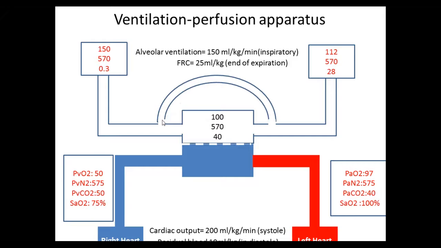Assume you have air not passing through the patent alveoli, just passing through the dead space. Then you should have the same partial pressure of oxygen and nitrogen, including carbon dioxide, exhaled without giving anything to the blood. So that's the extreme of ventilation perfusion mismatch, which is dead space.